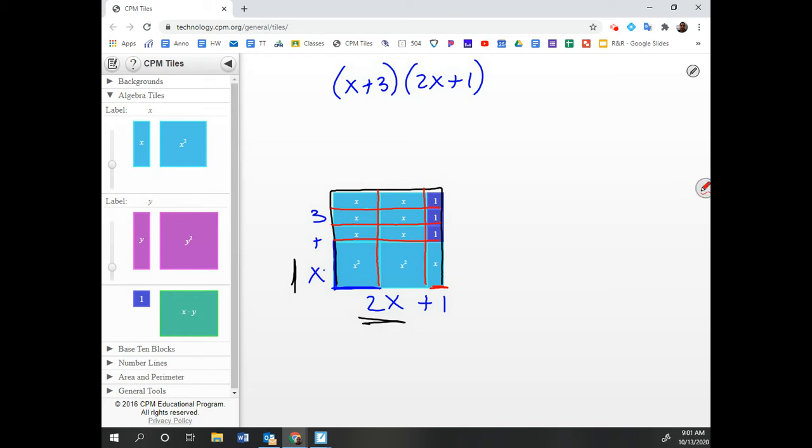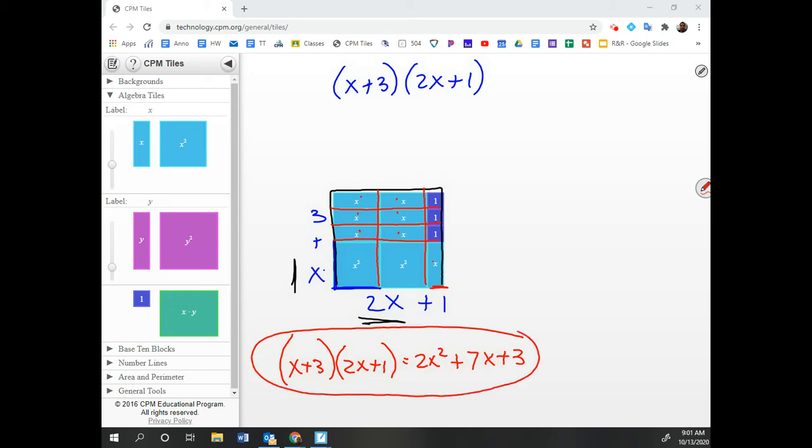So then I need to finish off my answer, which said to write the area as a product and the area as a sum. So 2x squared plus 1, 2, 3, 4, 5, 6, 7, plus 7x plus 3. And there's my answer to this problem.